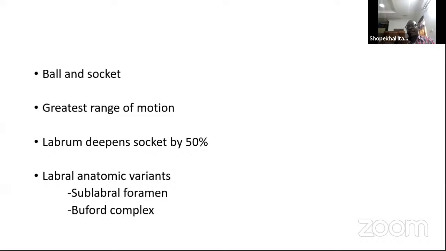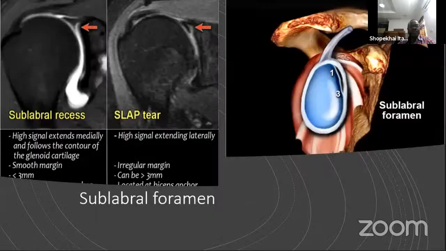In this labrum deepening, there are anatomical variants which we must be aware of: the sublabral foramen and the Buford complex. I'll start with the sublabral foramen. So again, here is the pear-shaped glenoid. The white you see here is the labrum all around, and then anteriorly between the 1 and 3 o'clock, you can see what appears to be a labral tear.